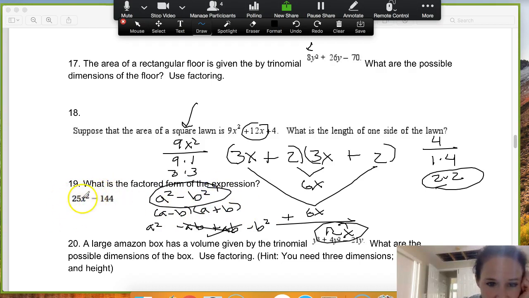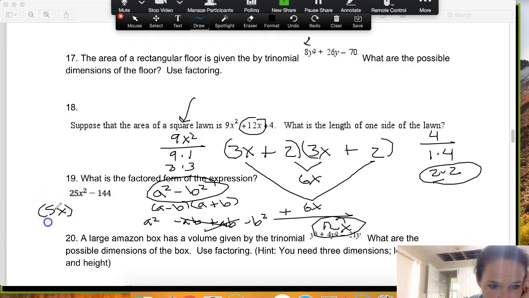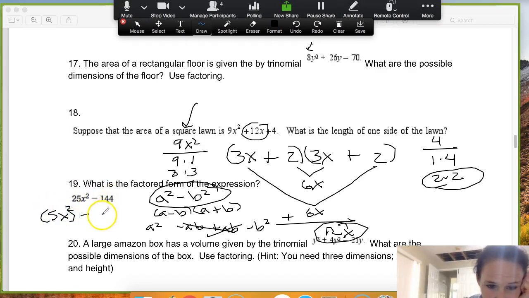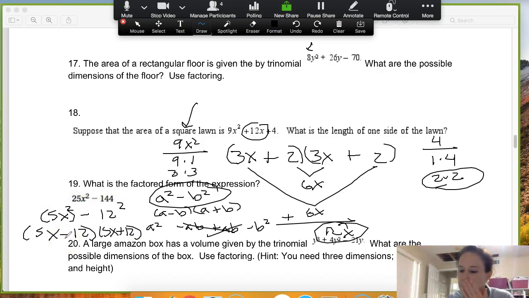That's what I have here. Recognize it. This is 5x squared minus 144, and 144 is a perfect square. It's 12 squared. So I have 5x minus 12 times 5x plus 12. Okay, difference of perfect squares.